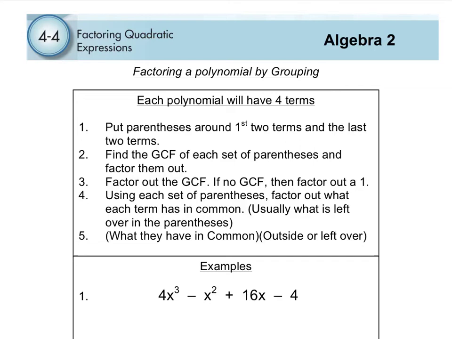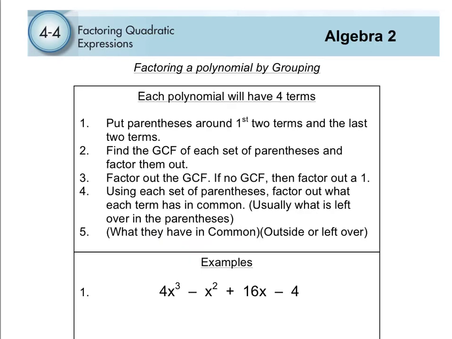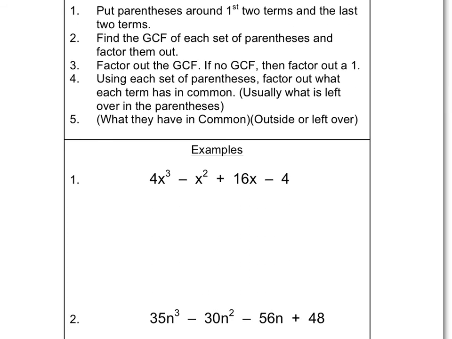Using each set of parentheses, we're going to factor out what each term has in common. Usually, what's left over is in the parentheses. The first parentheses will usually be what you have in common, and the second parentheses will be what's outside, or left over. So let's take a look at this first example and go through the directions.